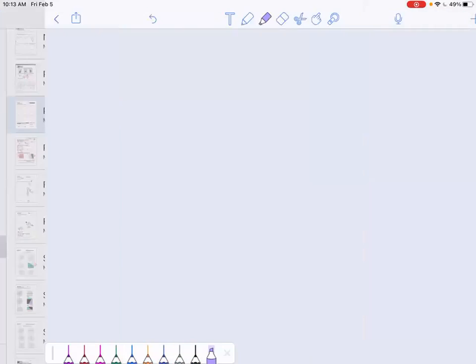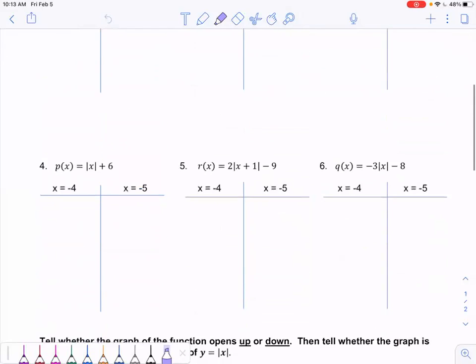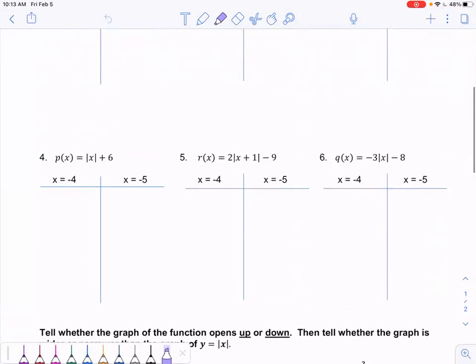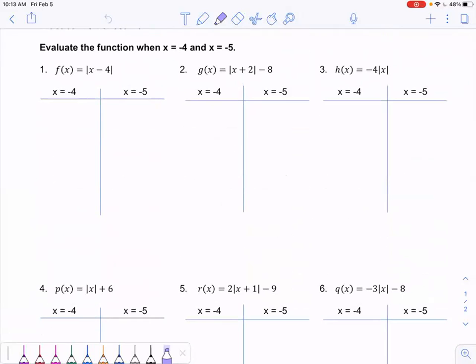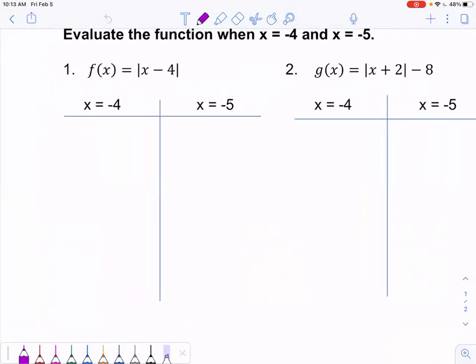It should say practice 4.6 worksheet. There are 6 questions where you're going to evaluate. That's what Mr. King did with you. You plug the number in for X. So why don't we just start number 1 together? I made it a cute little T-chart so that you could kind of organize yourself. But they're telling you X is equal to -4. That's the number you're plugging in for X.